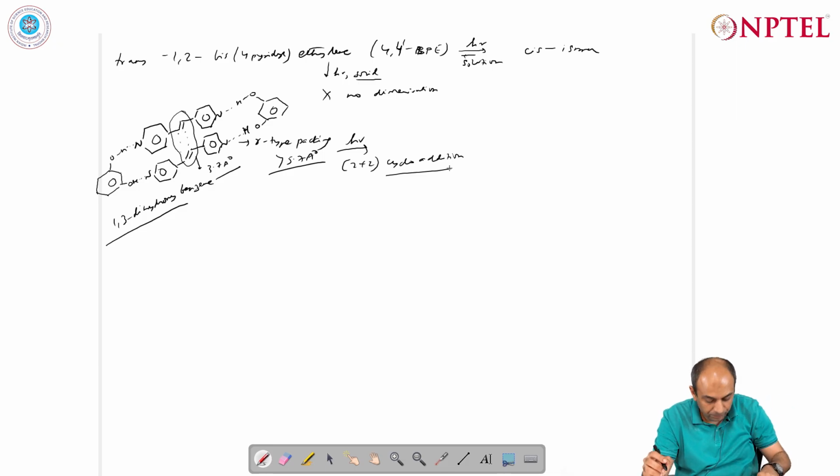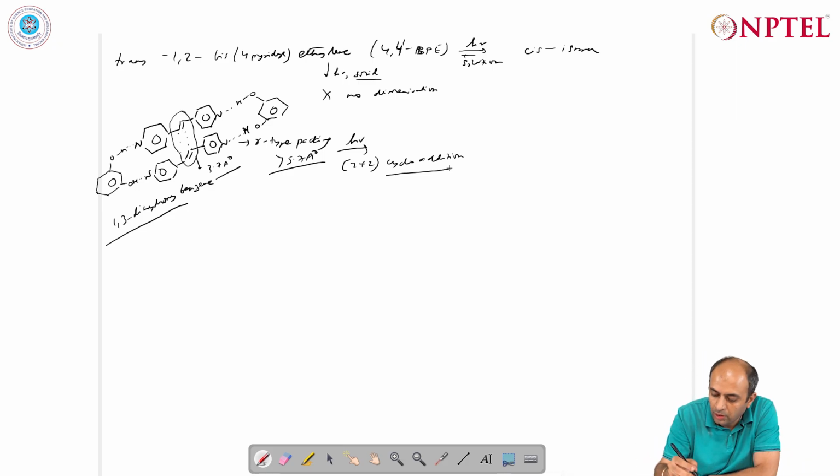Along the same lines, similar to this dihydroxybenzene, people have also used thiourea as a template as well.